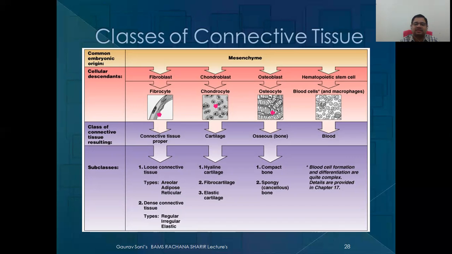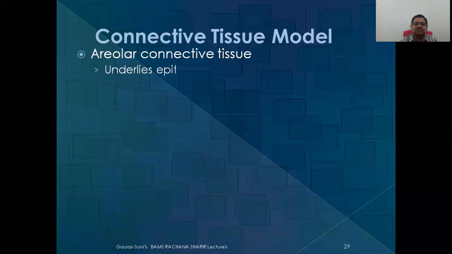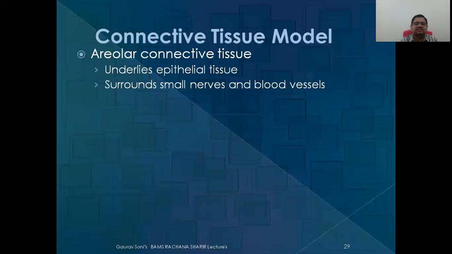tissue will result from fibrocyte, specifically connective tissue proper, which will be subdivided again into loose connective tissue and dense connective tissue. Chondrocyte will form cartilage. Again, it is of three types: hyaline, fibro, and elastic cartilage. Osseous will form bone, compact bone and spongy bone. And blood will be a different type, which will form RBC, WBC, and all these things.